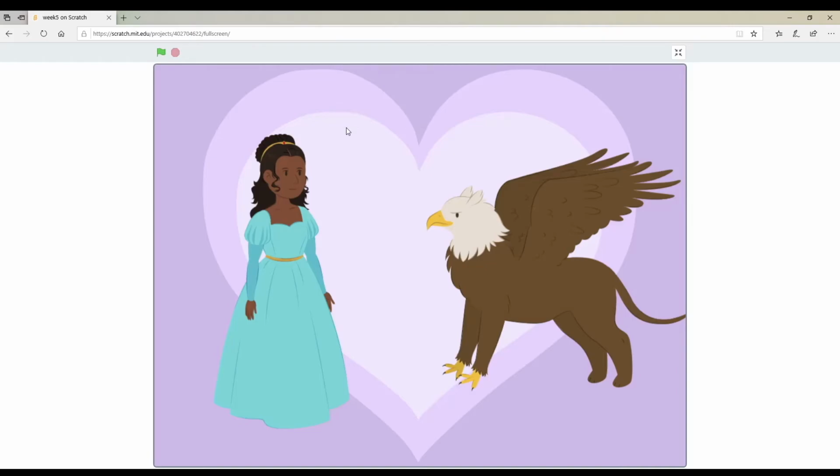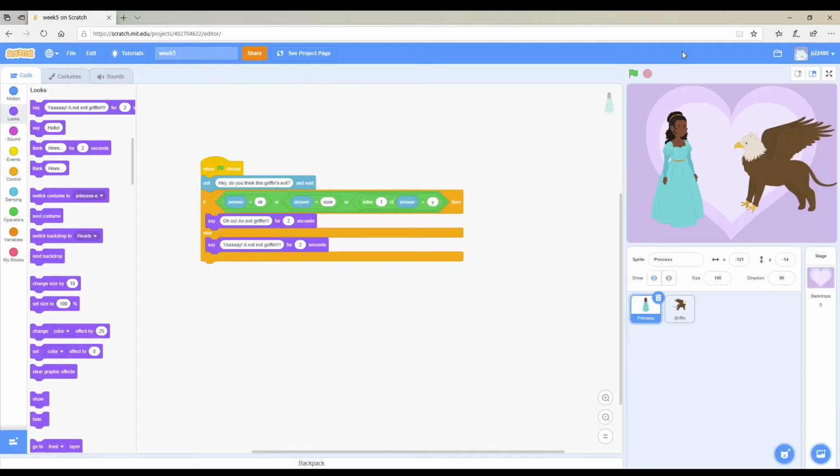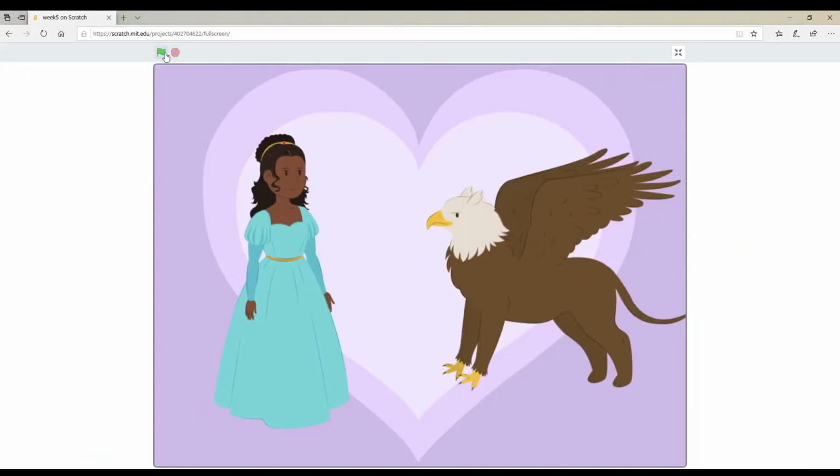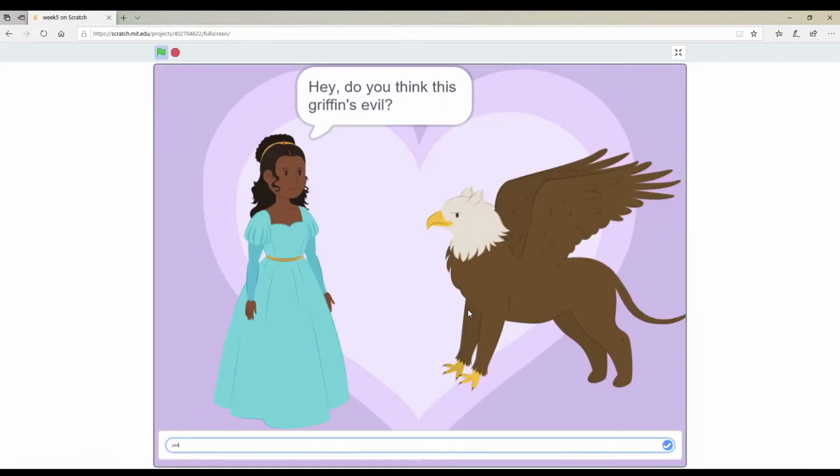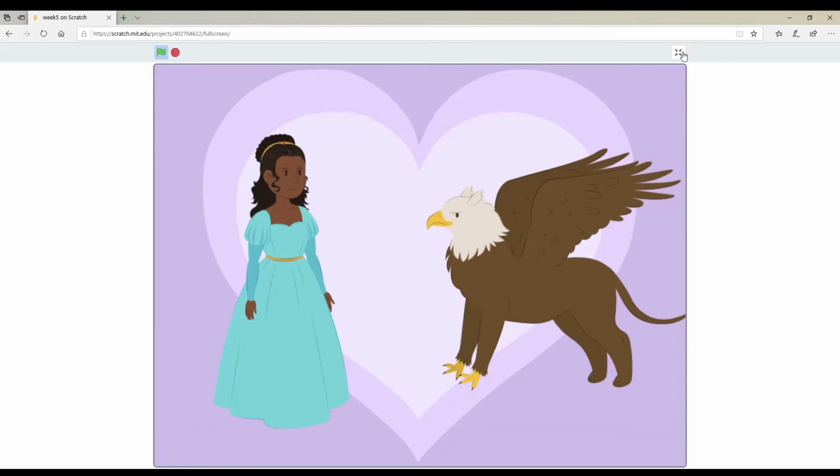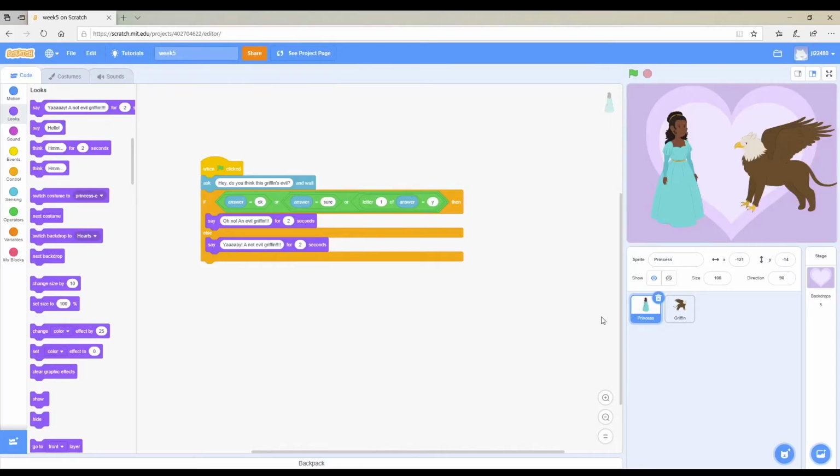Yay, a not evil griffin. It'll take either one. And it'll respond just as well as if you say, do you think the griffin's evil? Yes. If you think the griffin's evil? No. And this can be pretty useful. And it lets your code respond to your player in that way, like they're having a pretend conversation. And that can be pretty cool.